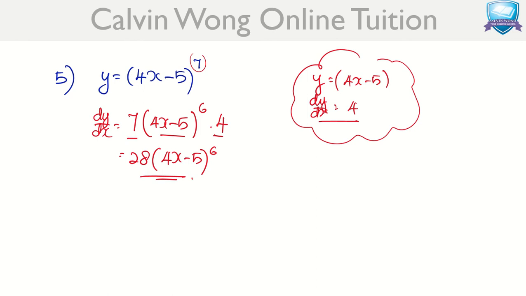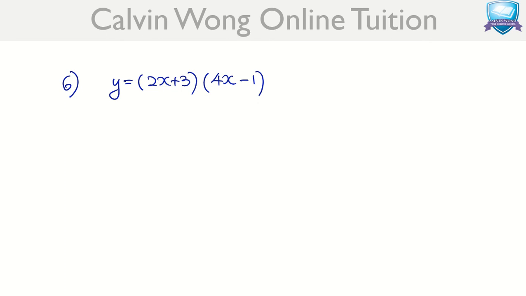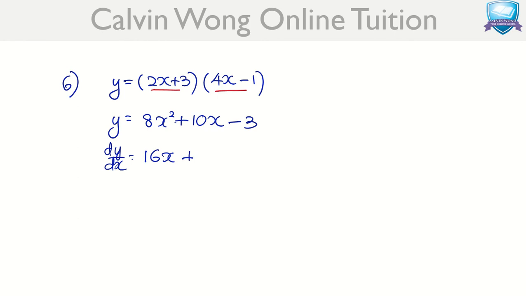Next, number 6. y equals (2x plus 3) times the other bracket. Now, we have two groups. Can we expand? Yes, we can. So if we can expand, let's expand it. It becomes 8x squared plus 10x minus 3. And then we do the simple differentiation. 16x plus 10.